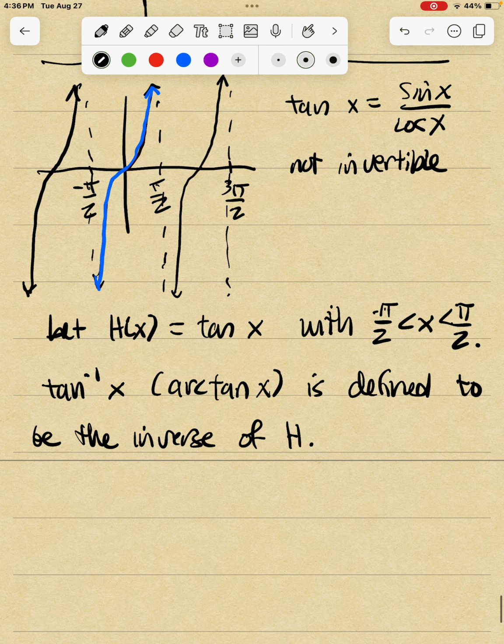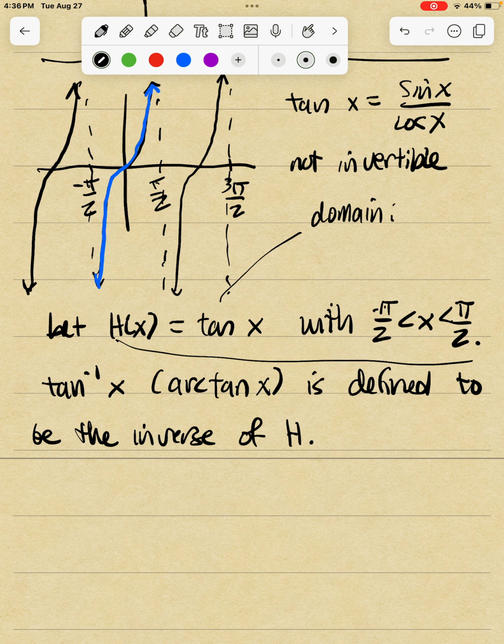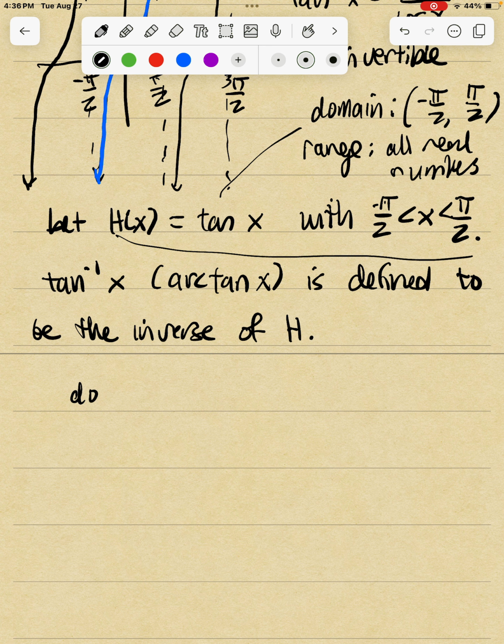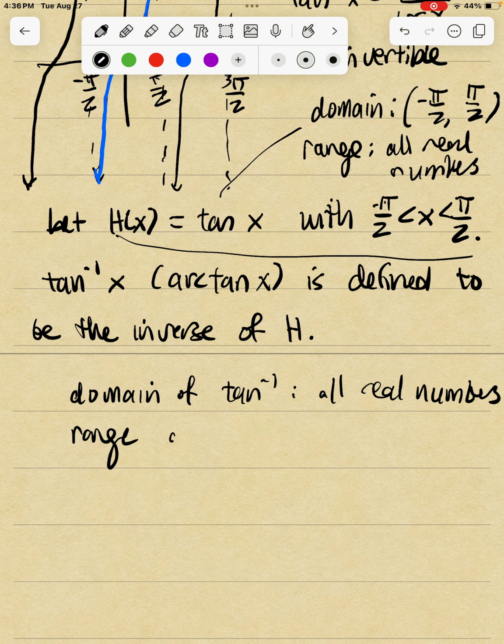So for h, here's the graph of h, the blue curve. The domain of this function is the open interval from negative pi over 2 to pi over 2, and the range is all real numbers. So the domain of arctangent is going to be all real numbers, and the range of arctangent is going to be the open interval from negative pi over 2 to pi over 2.